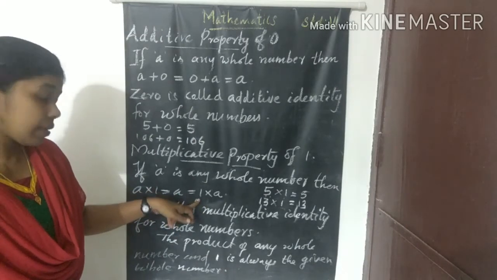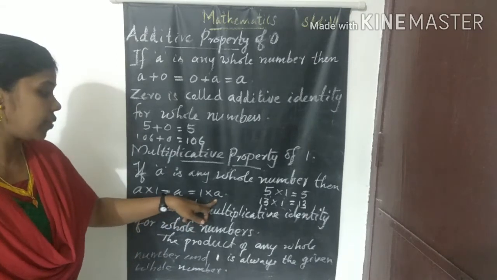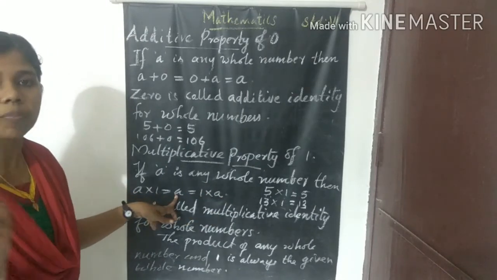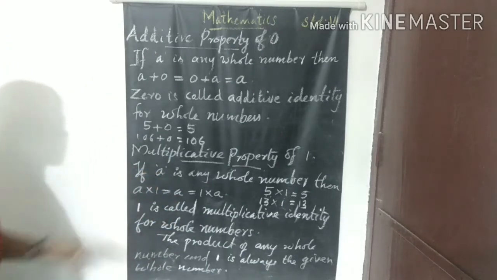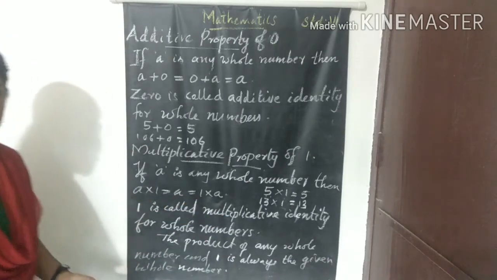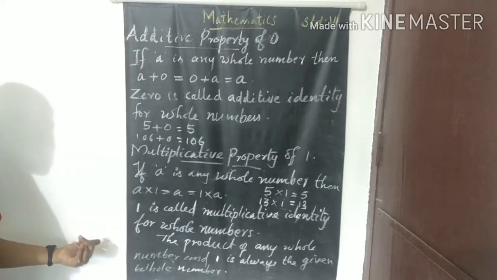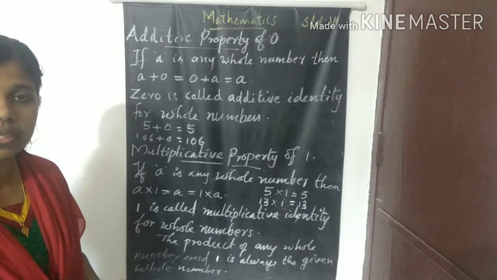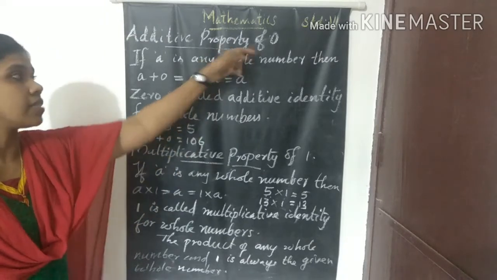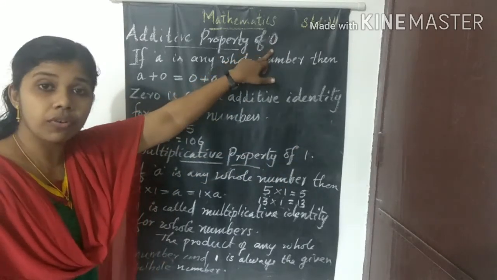Then also 1 into any whole number, denoted as the variable a, that is 1 into a, is always equal to the same whole number. So we can say if a is any whole number, then a into 1 equals a equals 1 into a. Here 1 is called the multiplicative identity for whole numbers. Which is the multiplicative identity for whole numbers? Answer 1. What is the additive identity for whole numbers? Answer 0.